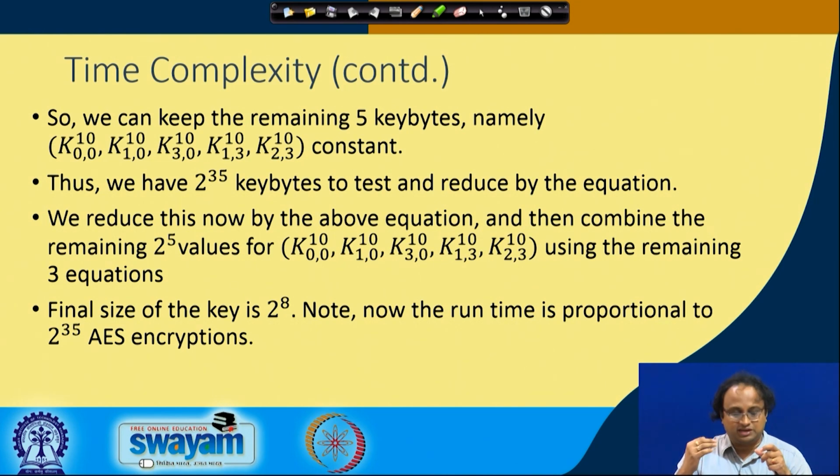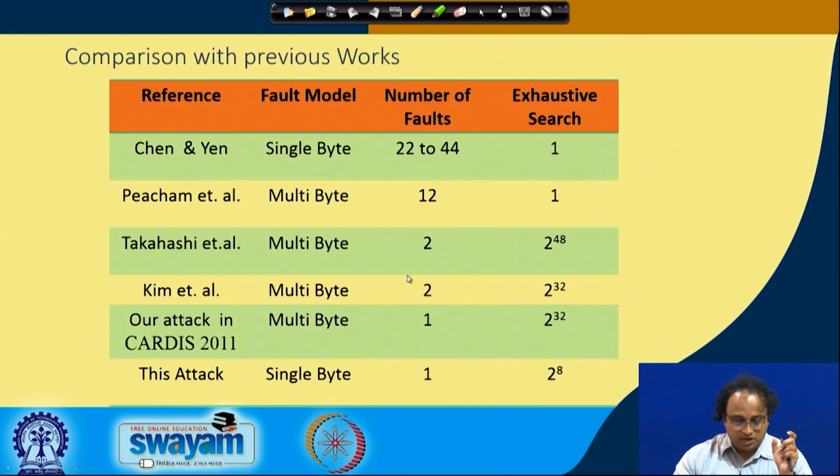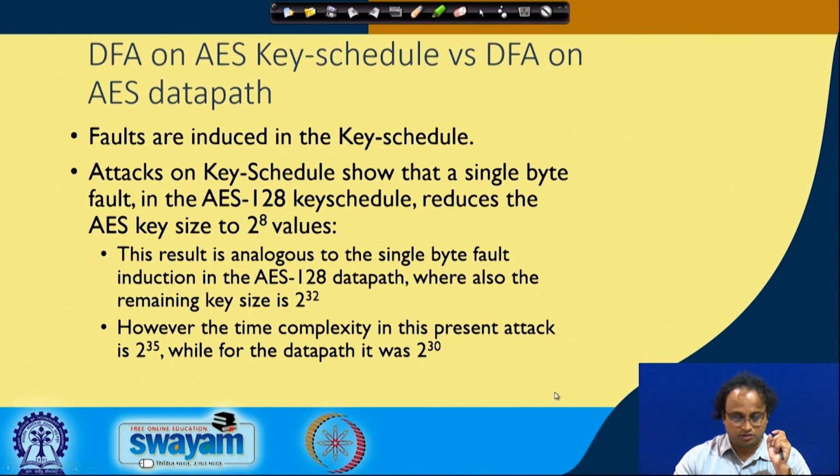So this attack would be much faster compared to an attack which is proportional to a time complexity of 2 power of 40 AES encryptions. Therefore, the final AES key size is still 2 power of 8, but now the runtime is proportional to 2 power of 35 AES encryptions. Here is a summary of the attack. The attack requires 1 fault and reduces the AES key size to 2 power of 8 values, with 2 power of 35 key computations required.